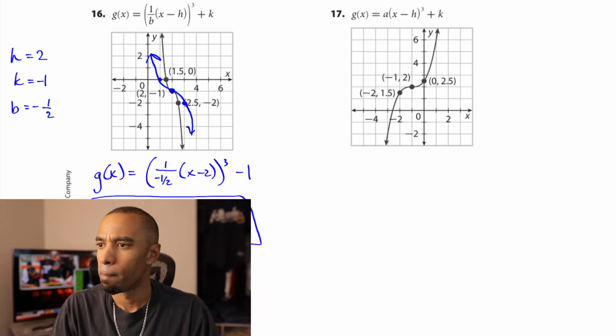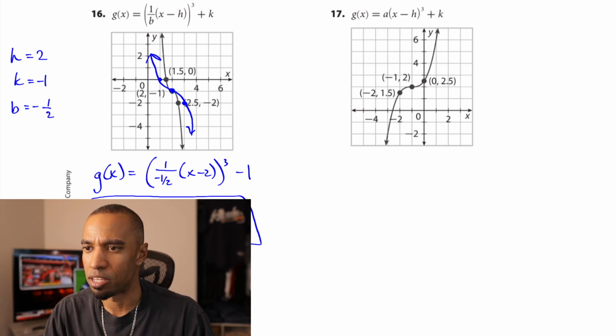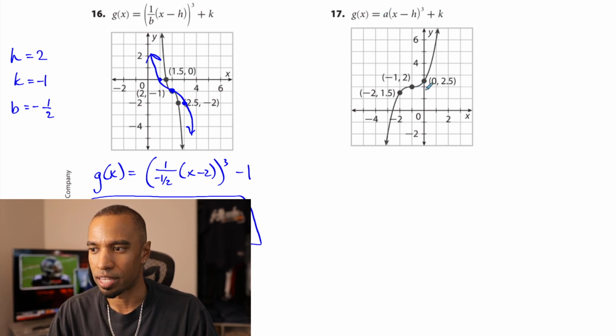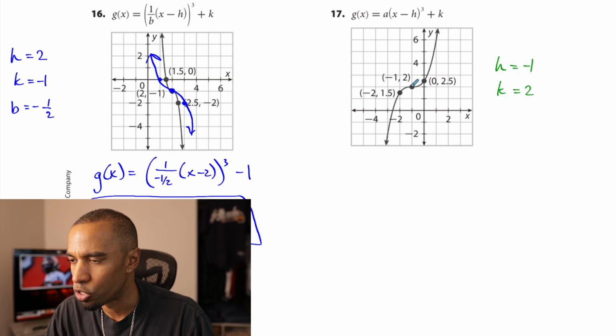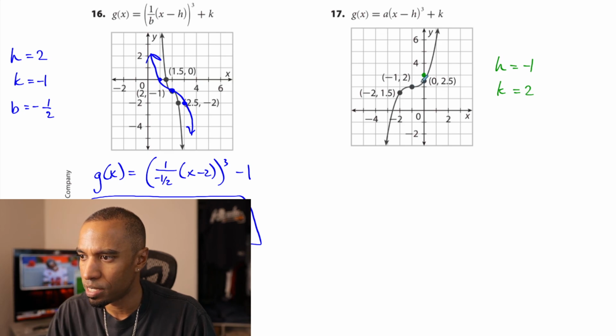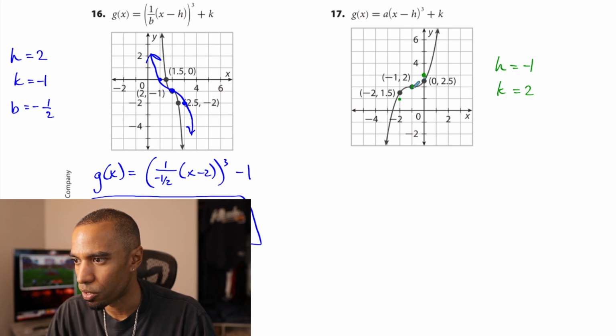Number 17, a. Let's determine a based on this. Let's first figure out the h and k. The h is negative 1 because that's the center. The k is 2. So what's happening here? Normally we'd go 1, 1, 2, 8, negative 1, negative 1, things like that. Instead of going 1, 1, it looks like we're going 1, 1/2. So it looks like we're taking half of our original.